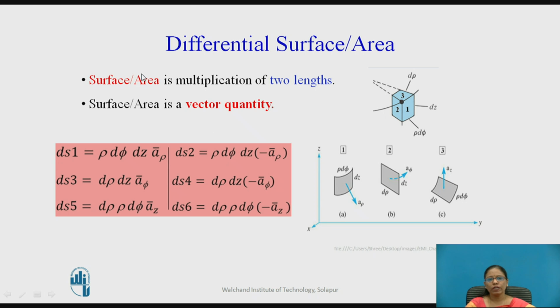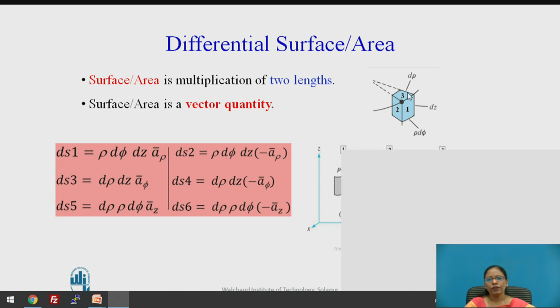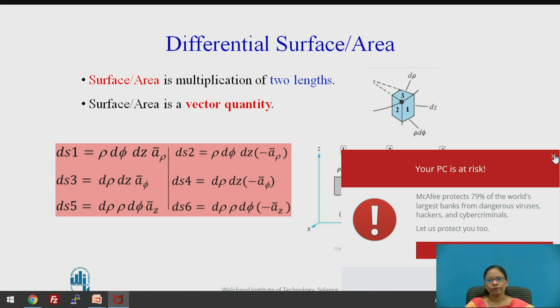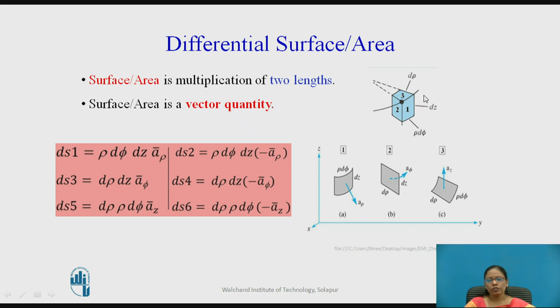So differential surface or area is multiplication of two lengths. Of course, surface or area is multiplication of two lengths, and area is a vector quantity. So if these are the surfaces, or this is a volume element that I consider in the cylindrical coordinate system, then this length is the radial variation d rho. So it's a part of a cylinder, that is the differential volume element, and this length is d rho, which is the differential length along the radial direction. So this is d rho.